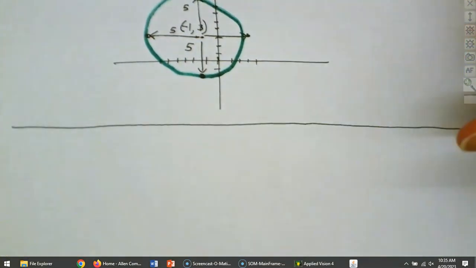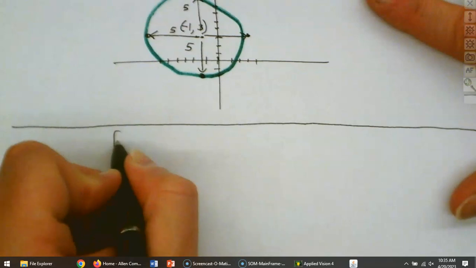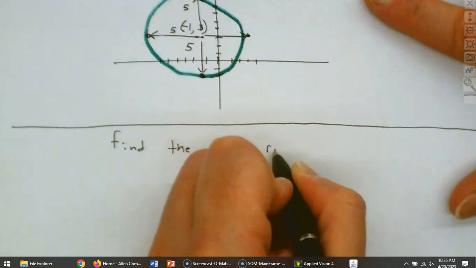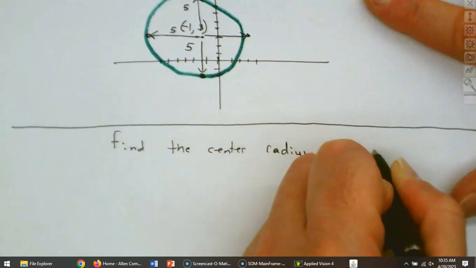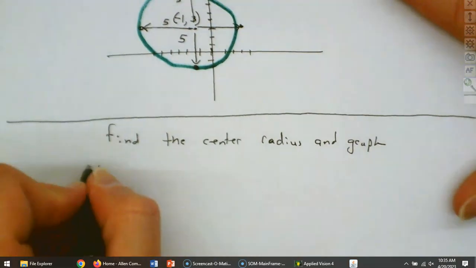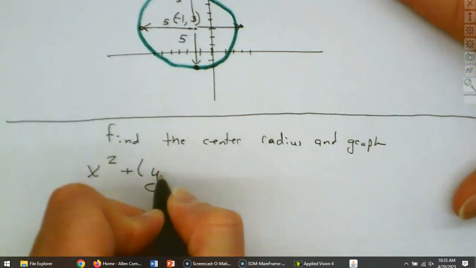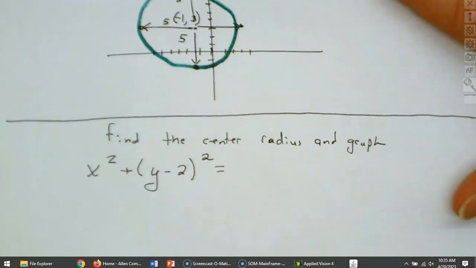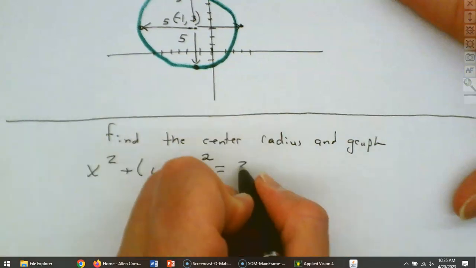Let's say if we're missing one of the numbers. We're going to, again, try to find the center, radius, and graph. So we're going to try to find the center, the radius, and we're going to graph it. Now this one's missing the x part. So let's say we have x squared plus (y minus 2) quantity squared equals, how about we use 36.